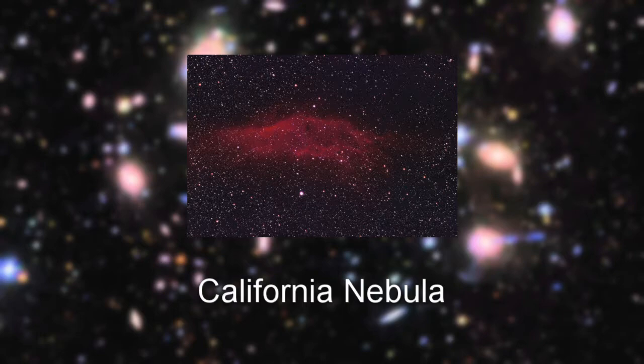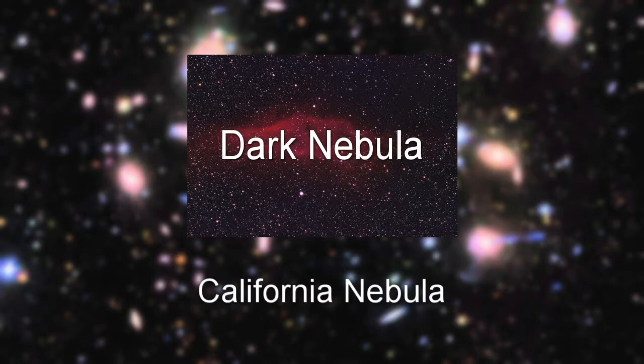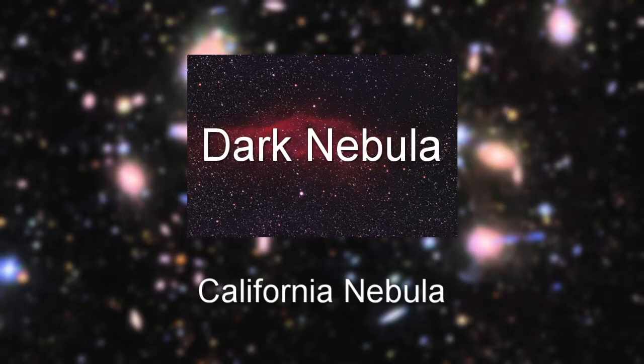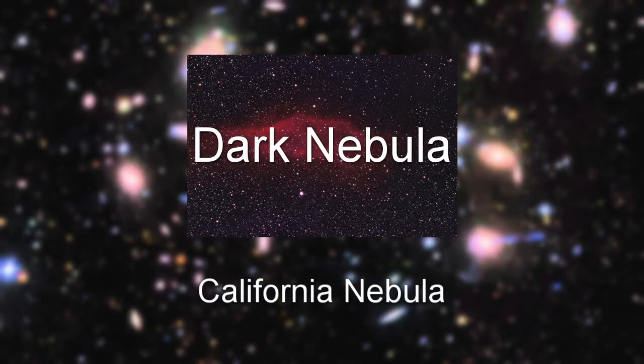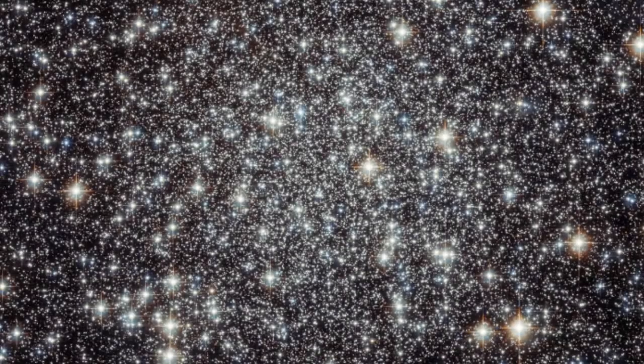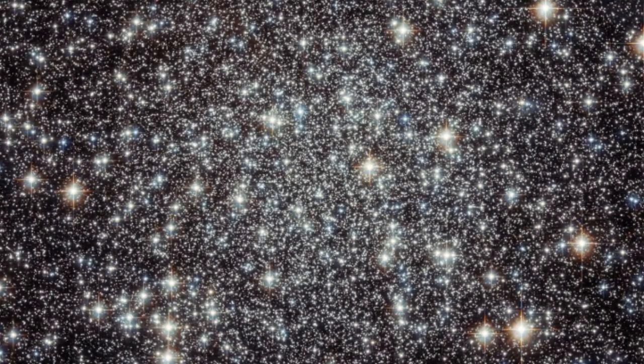Another thing is that the California Nebula can be considered a dark nebula, hence why it appears to be very dim. That's just literally a different kind of classification for the nebula. Okay, so there's a different kind of category then.